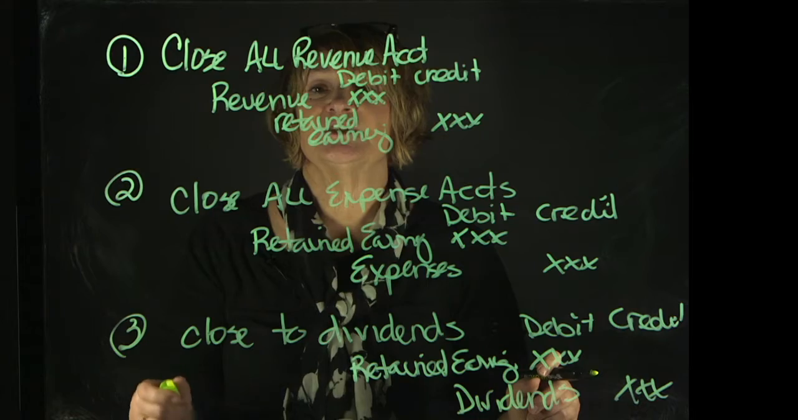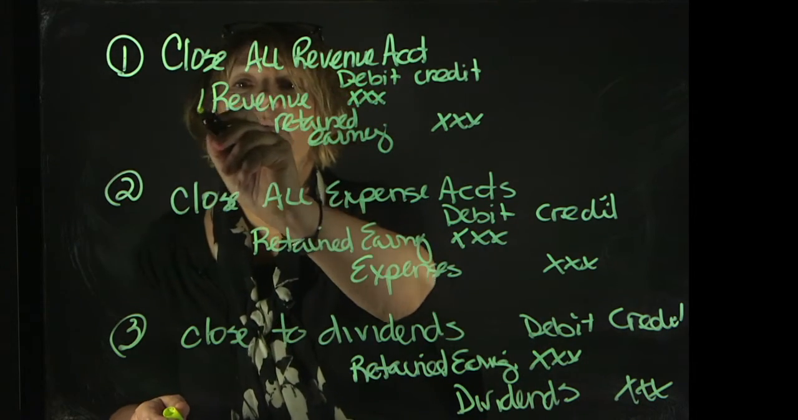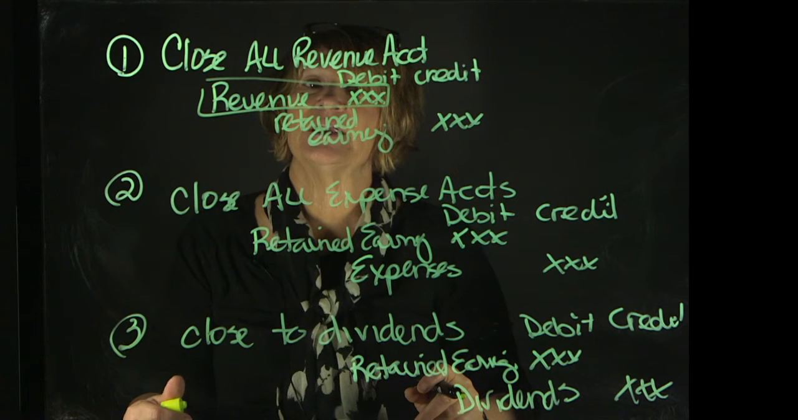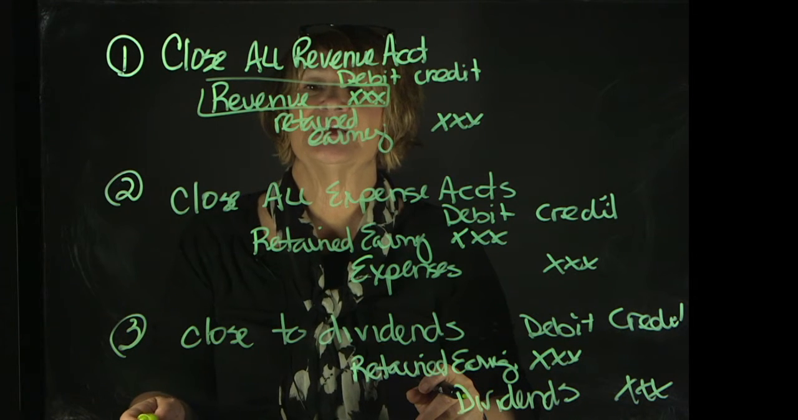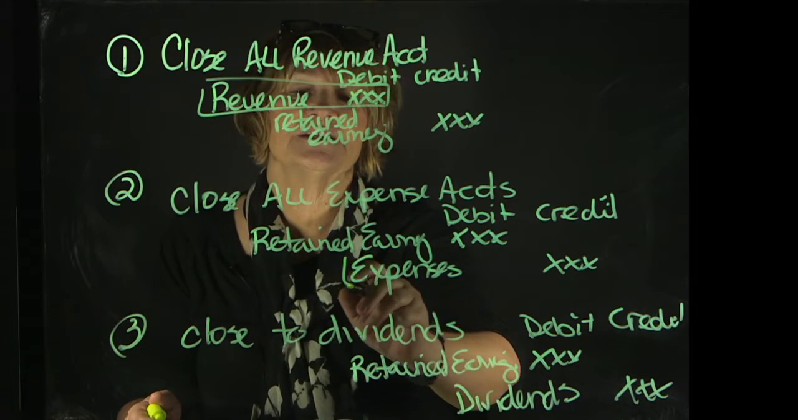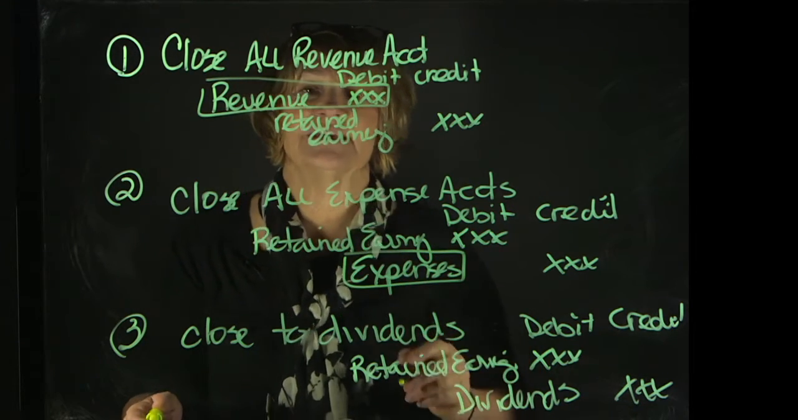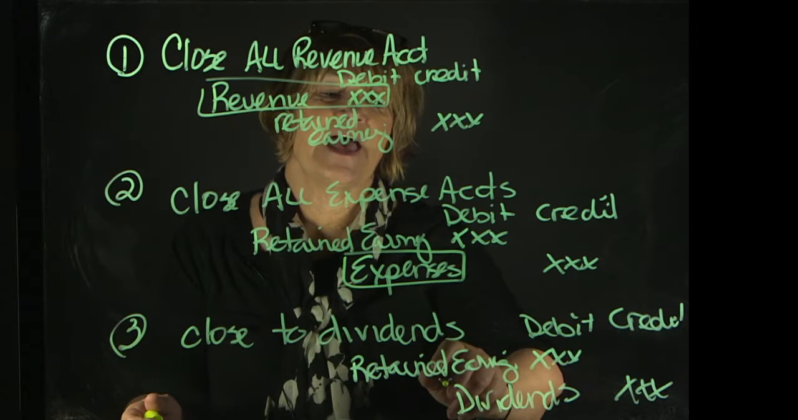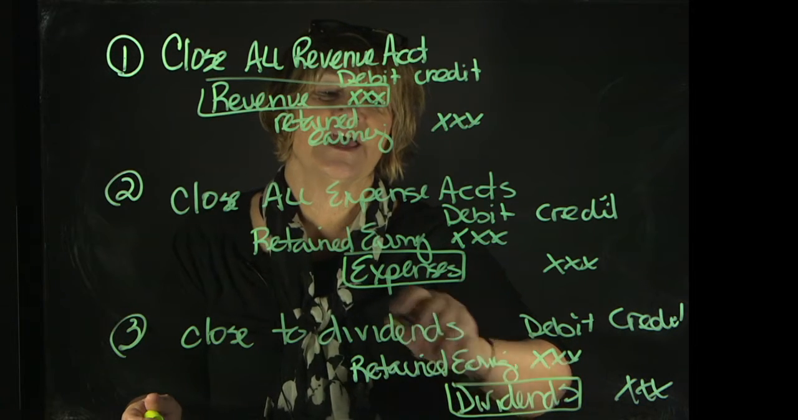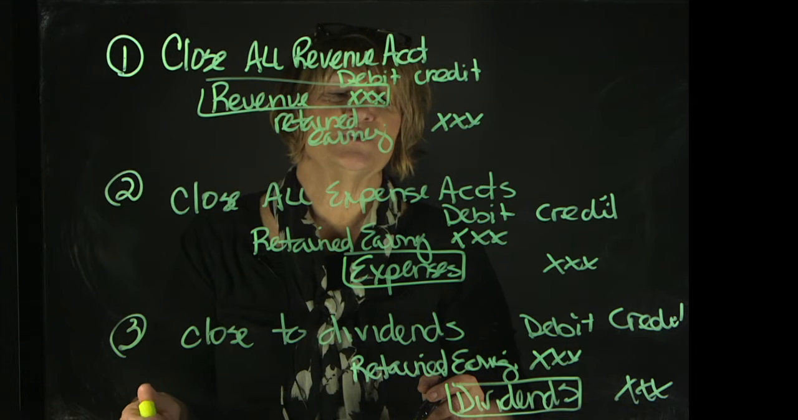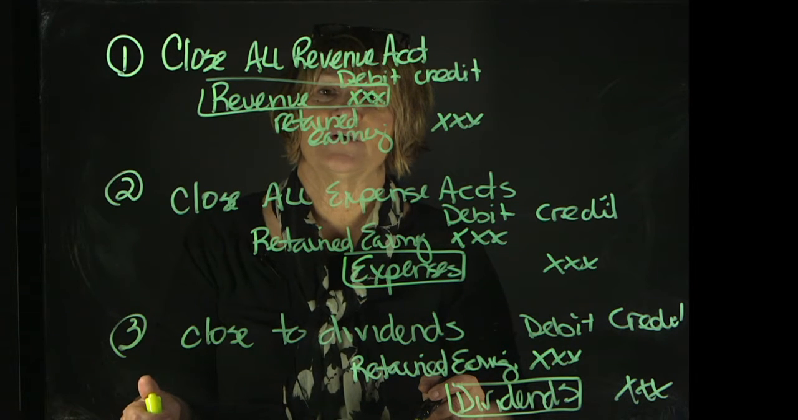Remember, to close is to bring to zero. So typically, revenue, and I'll show you that here in a minute, has a credit balance. Therefore, to bring it to zero, I need to debit it. Same with expenses, as they normally have a debit balance. Therefore, to bring them to zero is a credit entry, as well as dividends has a debit balance. So to bring them to zero also needs to have a credit.